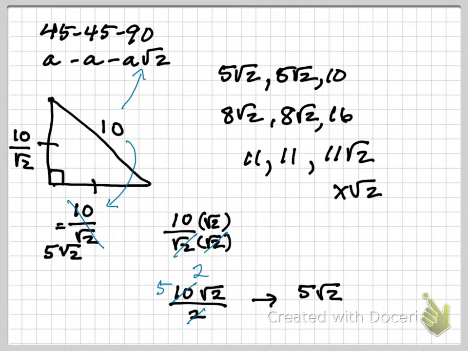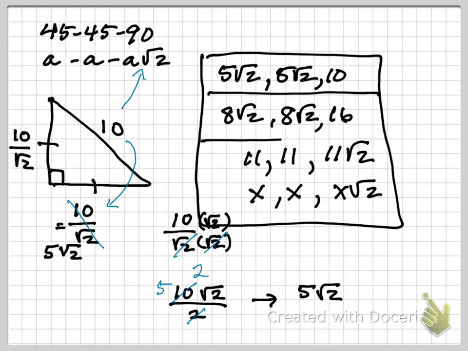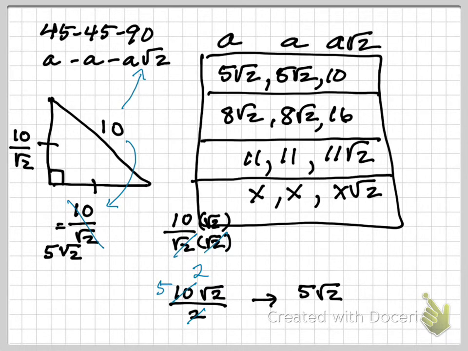x square root of 2. Then our legs would be, yes, you guessed it, divide everything by the square root of 2. They would just be x, right? So that's just a really good way for you to remember the relationship between 45, 45, 90 and the lengths. Okay, so let's move on to 30, 60, 90.